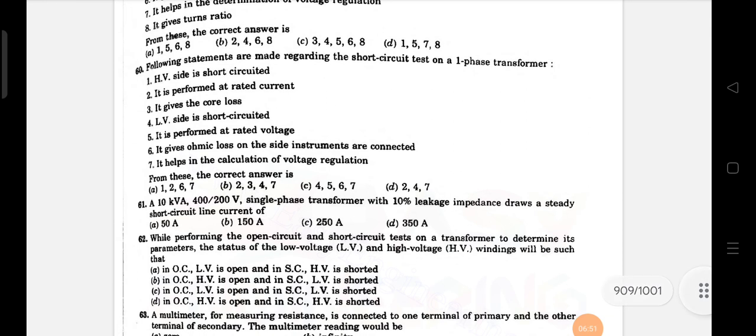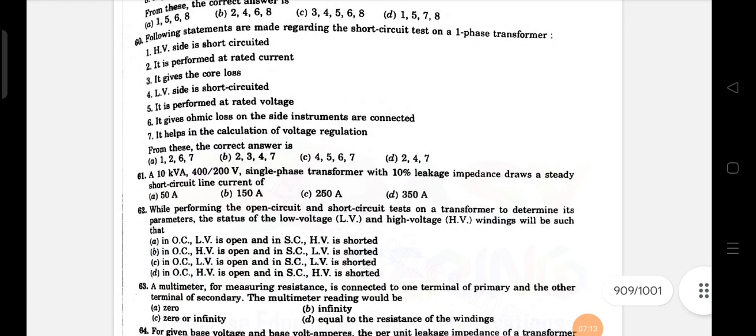Fourth option, LV side is short circuited. That is correct. Fourth point. Next, it is performed at rated voltage. That is also not correct. It gives ohmic losses on the side instruments. That is also not correct. It helps the calculation of voltage regulation. Voltage regulation is always calculated on loaded condition. That means this is also correct. So the 60th question answer is the fourth option.